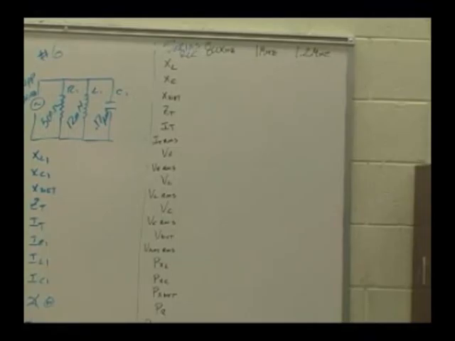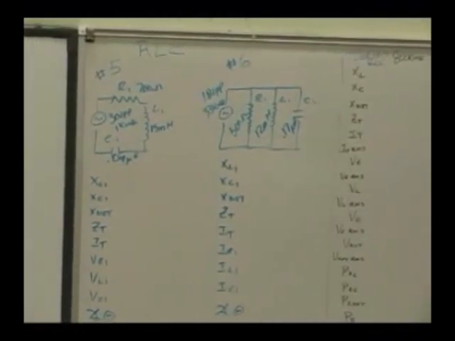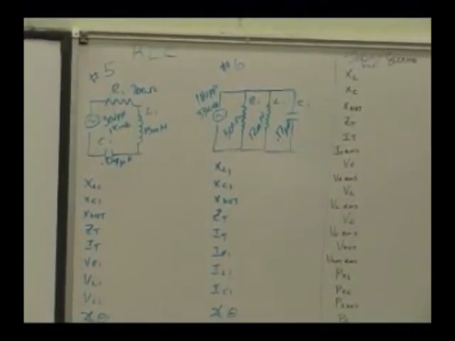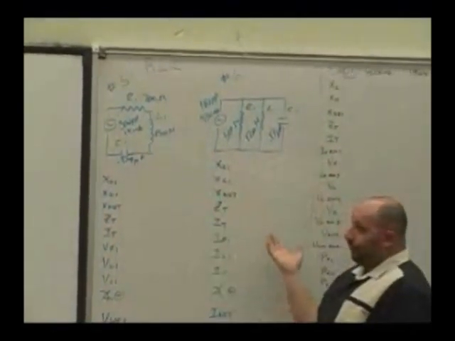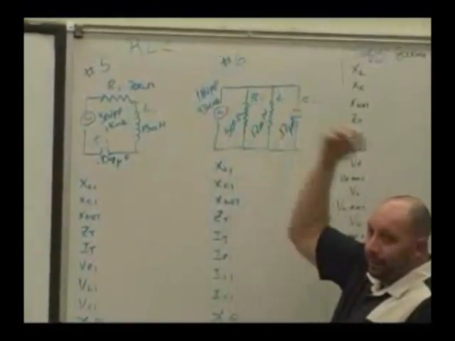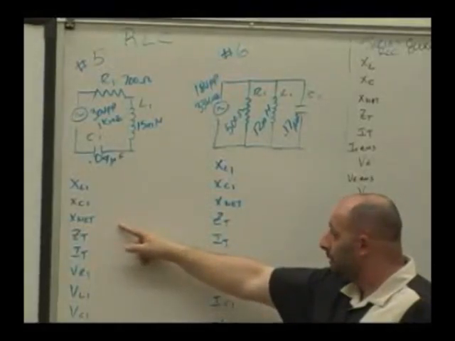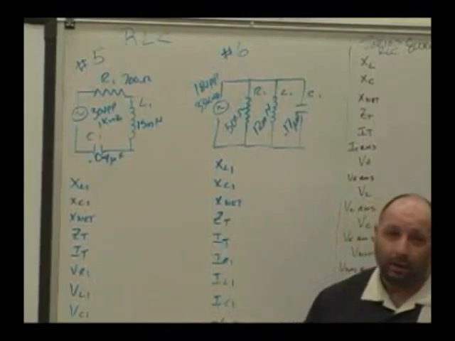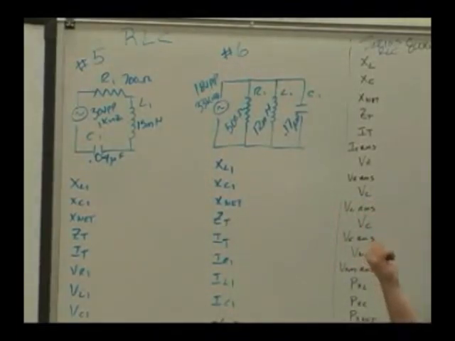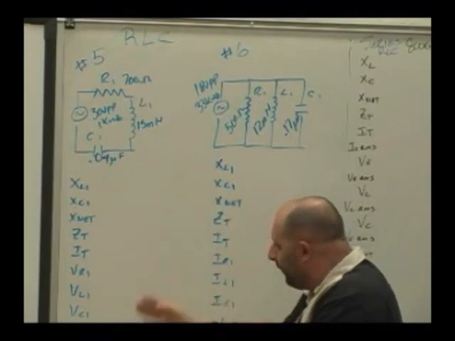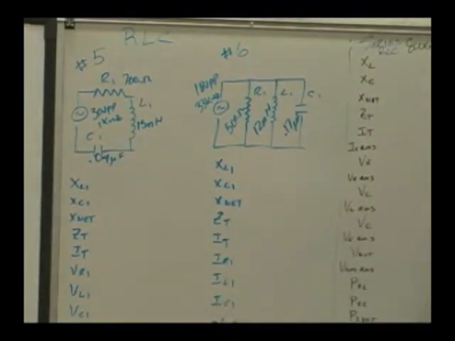Number 5, series RLC. Characteristics, not much. Bandwidth, resonant frequency, not very much. But here's the thing with this. It's nothing different than RL or RC circuits by themselves, is it? Except now we have to find net values. X for series, X net, V net. And what does that mean? Just basically take the difference. You might be asked, given this series RLC circuit, V net equals blank. What do you have to do?